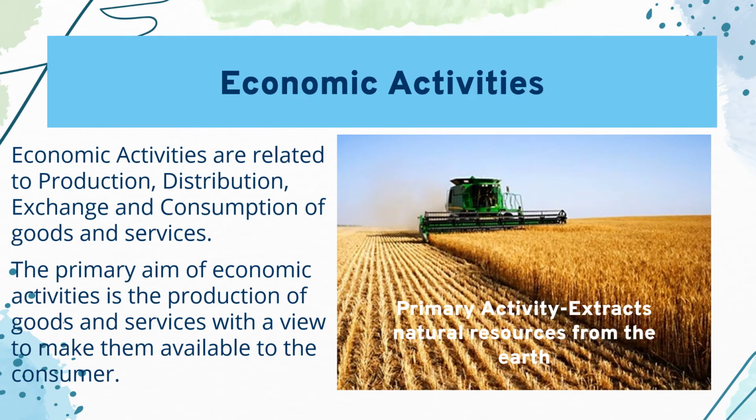The first type of economic activity is known as primary activity, wherein we extract natural resources from the earth. So here we see farming happening. Other examples are fishing, forestry, mining, oil drilling, where we actually draw from nature. So we extract our raw materials from nature in primary activities.